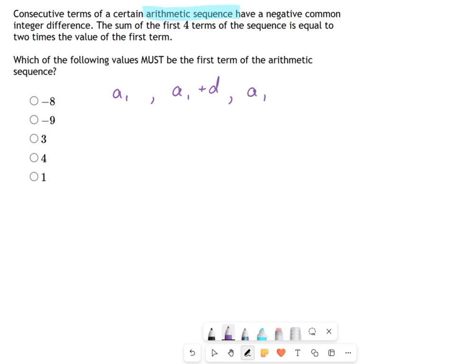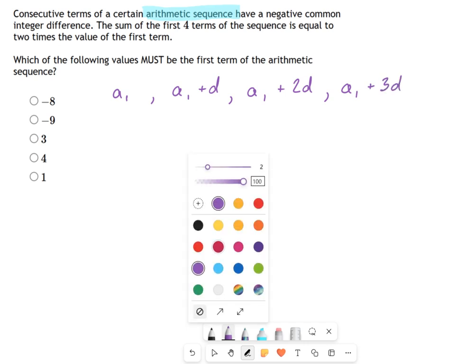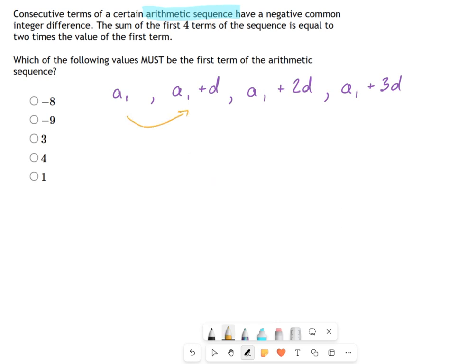And here's my third term. And now I'm adding 2d to the first term. You can think of these like hops. Okay, and by the time I get to the fourth term, I have to add 3d, where d is simply the amount that you're jumping each time you go between terms. Okay, so it's like plus d, plus d, plus d. So this is the way I like to think of this arithmetic sequence.